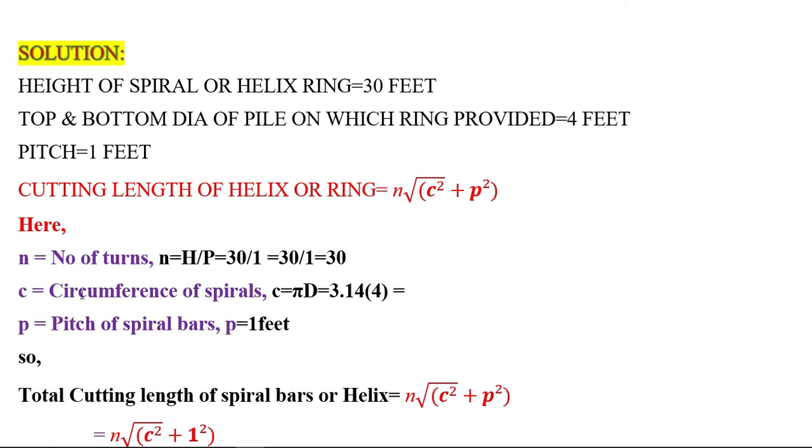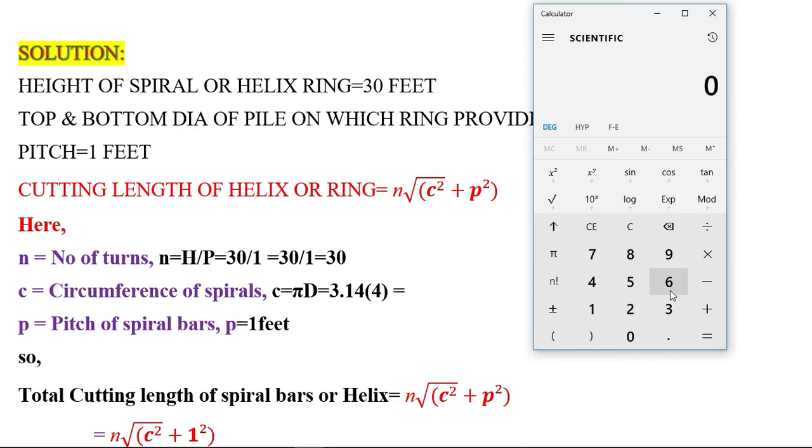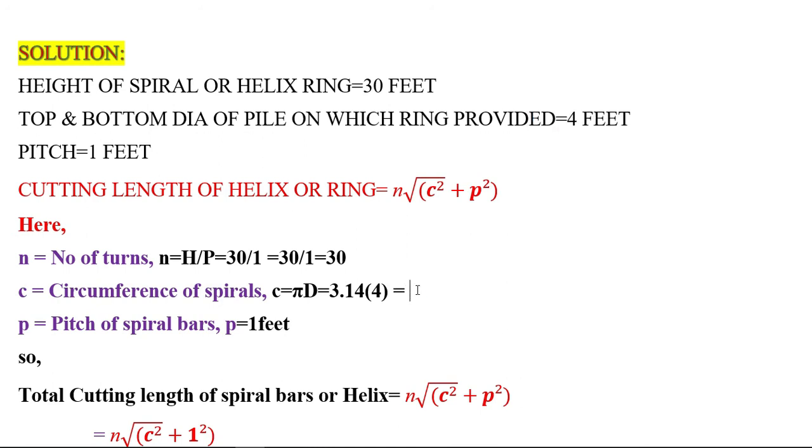So now let's calculate the circumference of spirals. For the circumference of the spiral or circle we have the formula pi d or 2 pi r. Both are correct. Here we are going to use pi d because we have the dia, so it's easy for us to calculate. Pi value is 3.14, and the dia of the circle of the spiral is 4 feet. Let me calculate this value now on the calculator. Here you can see 3.14 into 4 is 12.56. Circumference of the spiral ring is 12.56 feet, and the pitch of the spiral is already given, 1 feet.